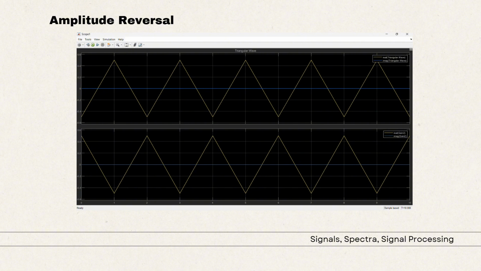In the time reversal output, the triangle waveform is flipped horizontally across the time axis. This means that what originally increased with time now decreases, and vice versa. The signal keeps the same shape and amplitude, but its direction is reversed, effectively showing the waveform as if it's being played backward in time.